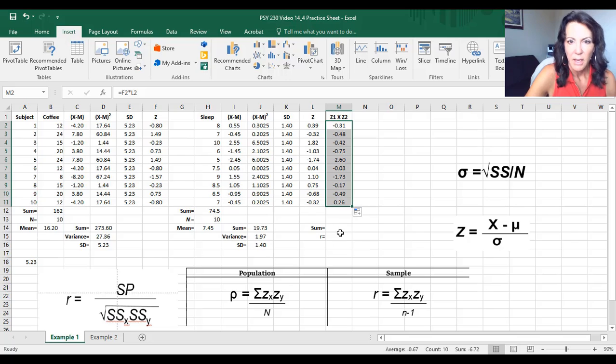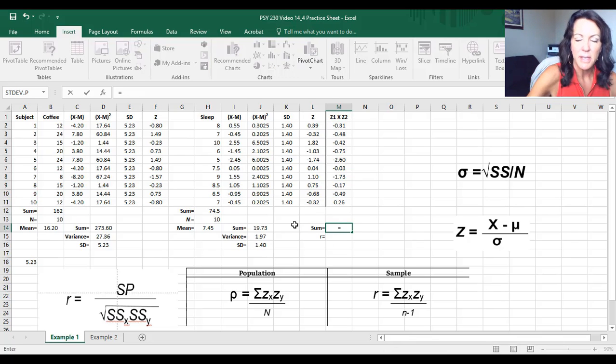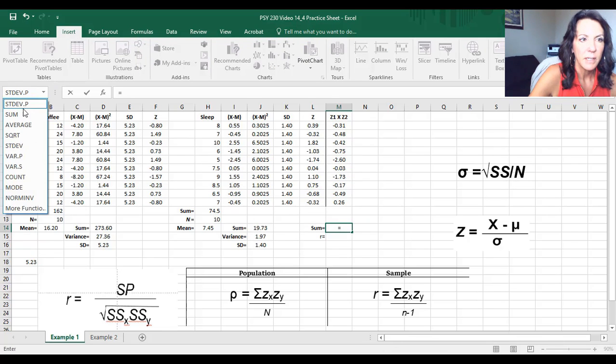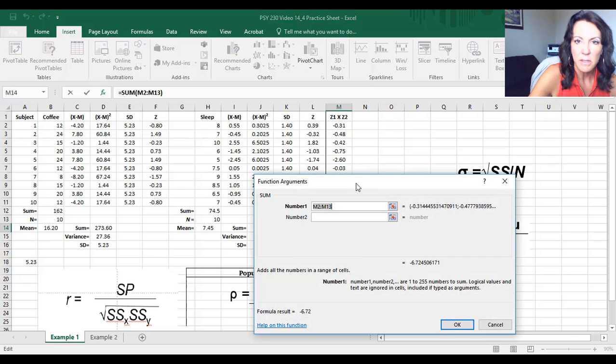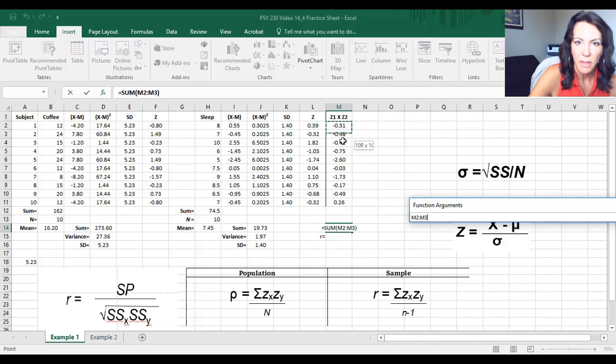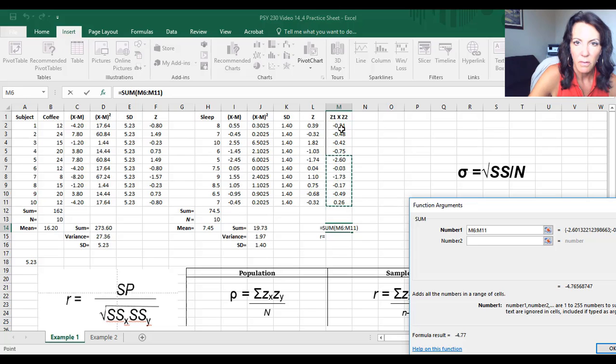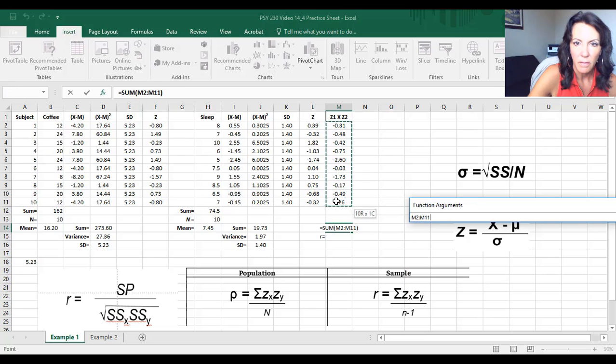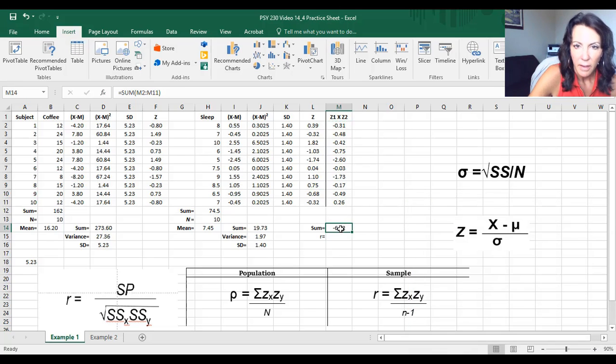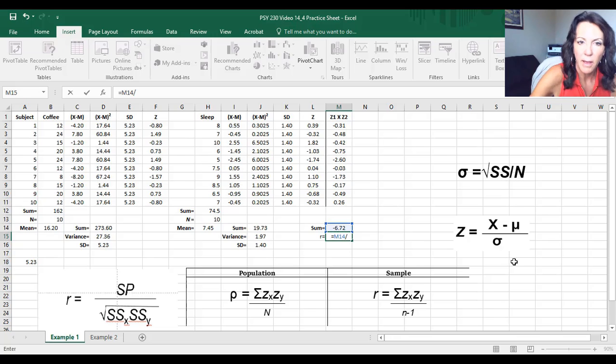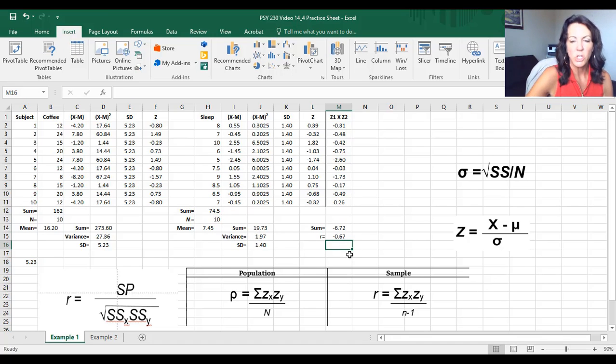All right. What we're going to do now is sum all these up. We're summing these z-score products together. And then we're going to take the sum of these and divide it by our n. And we have a correlation of negative 0.67.